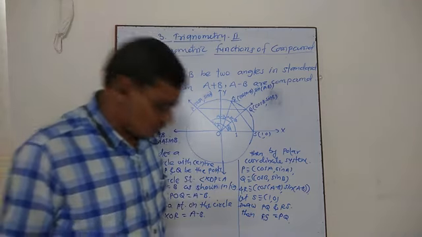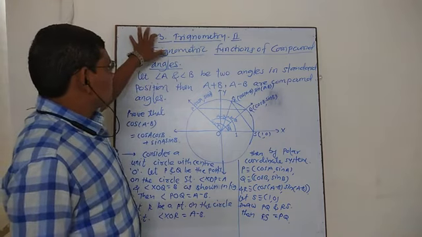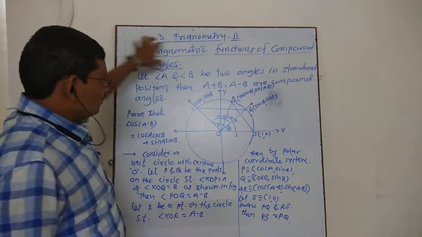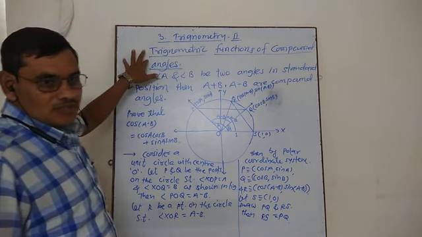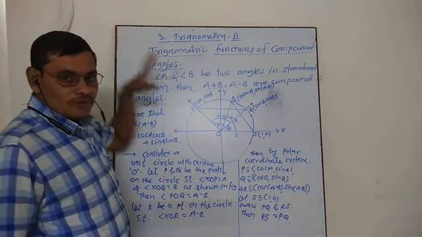विद्यार्थी मित्रांनो, आज आपण थर्ड टॉपिक सुरू करूया. ट्रिग्नोमेट्री 2. यामध्ये ट्रिग्नोमेट्रिक फंक्शन्स ऑफ कंपाउंड एंगल्स. This is the first point. Trigonometric functions of compound angle. What is meant by compound angle?